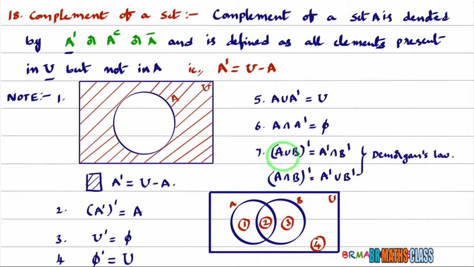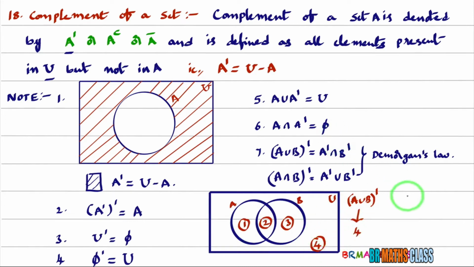Now you see, I will try to prove this first result. A union B whole dash. What is meant by A union B whole dash? Here you try to understand, A dash means not A. So A union B whole dash means which part will you get? A union B whole dash means not A union B. Not A union B means which part will come? Which part will come, please tell. Fourth part is not A union B.